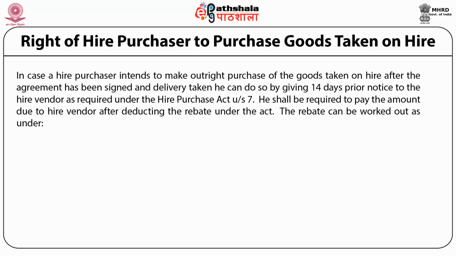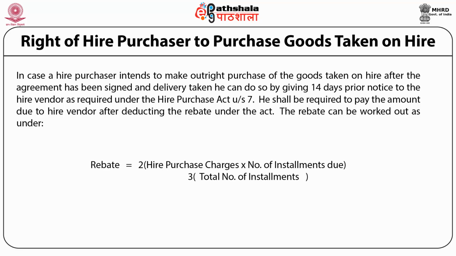In case a hire purchaser intends to make an outright purchase of the goods taken on hire after the agreement has been signed and the delivery taken, he can do so by giving 14 days prior notice to the hire vendor as required under the Hire Purchase Act under Section 7. He shall be required to pay the amount due to the hire vendor after deducting the rebate under the Act. The rebate can be worked out as under: rebate = 2 × (hire purchase charges) × (number of installments due) / 3 × (total number of installments).